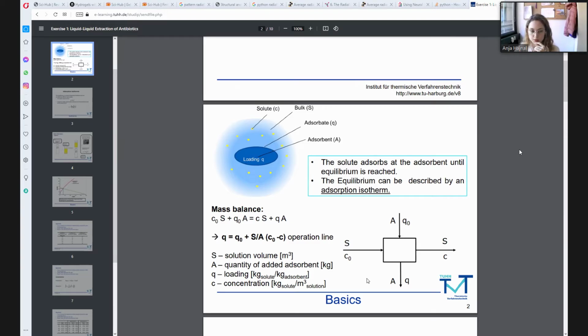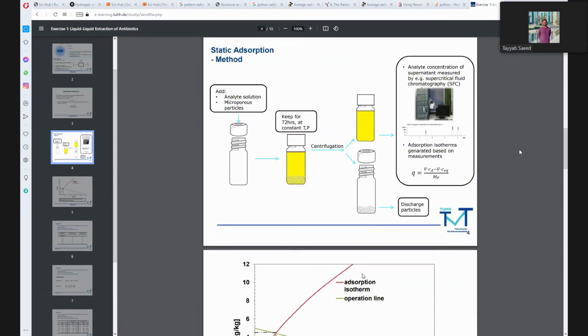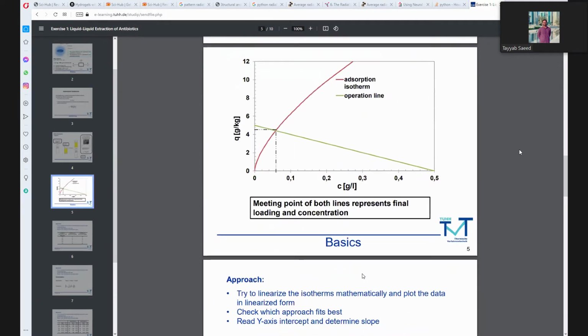Did I make it at least a bit more clear, or should we try another way? Ma'am, I'm still confused a bit. I'm sorry, maybe I'm not getting it right. But for example, we are using this operating line, Q equal to Q naught S by A, C naught minus C. So still we have the.